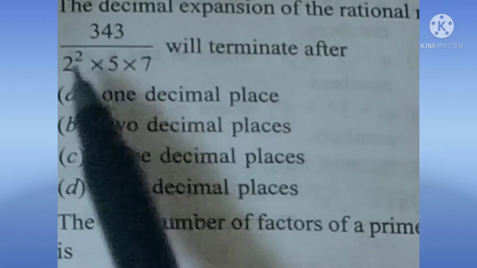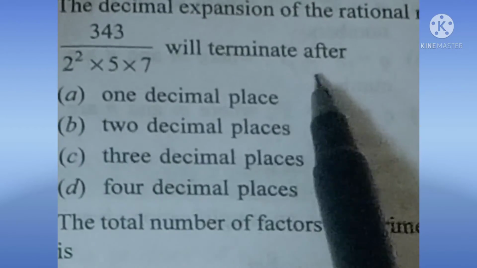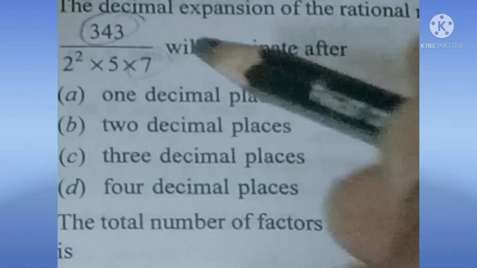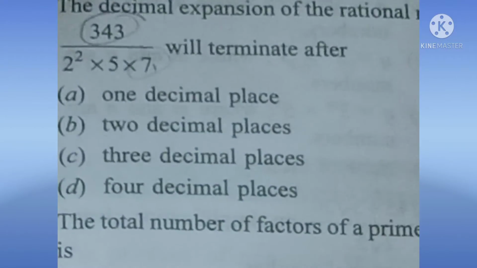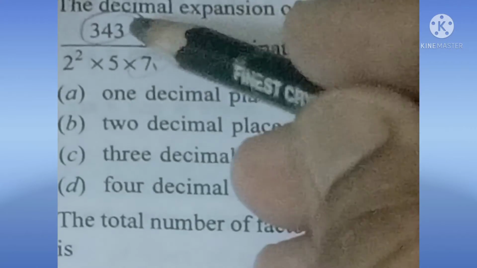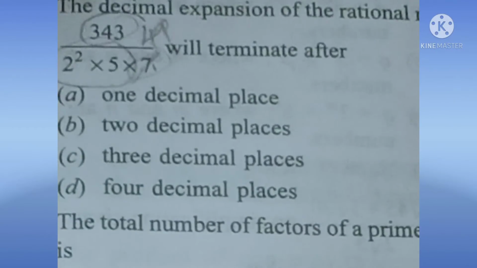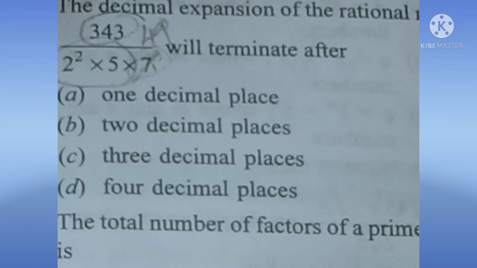Here is the next one. The decimal expansion of the rational number 343 by 2 square into 5 into 7 will terminate after. So here we want to check whether the numerator and denominator are in the least form. Here we can say that 343 is divisible by 7. So here 7 will be cancelled, that means here 49 and here 1. So what is the denominator? Only 2 and 5. That means here 2 raised to 2 into 5.